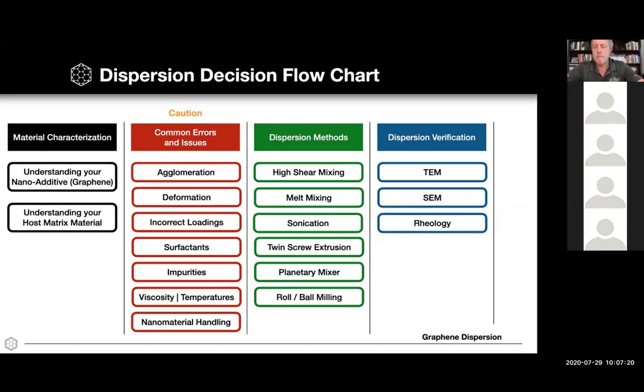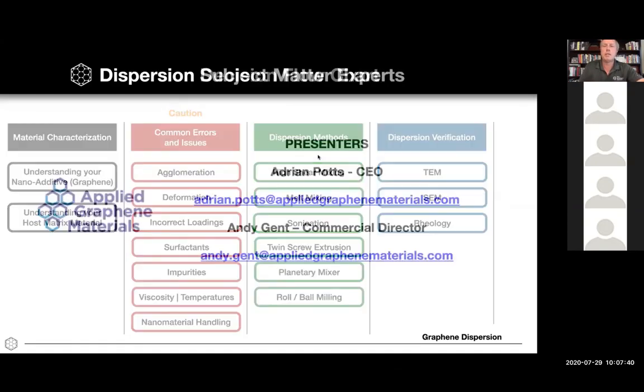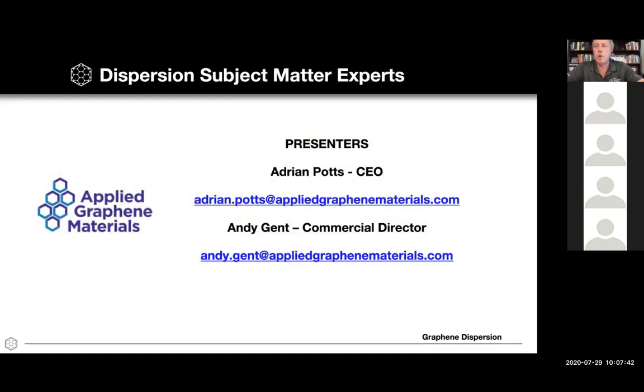And then for dispersion verification, primarily we're looking at TEM and SEM visual verification, but you can always use, in addition to that, other rheological behavioral testing for the material to see if you've actually achieved a good dispersion before you go on to make your end product, which is actually the objective of doing all this, is to incorporate graphene into an application. So that gives you kind of the high level overview of how we're going to approach today's subject.